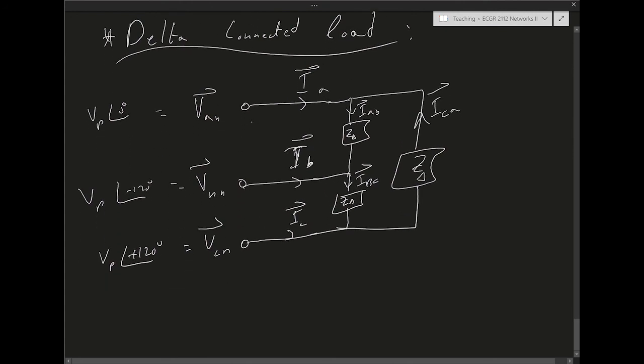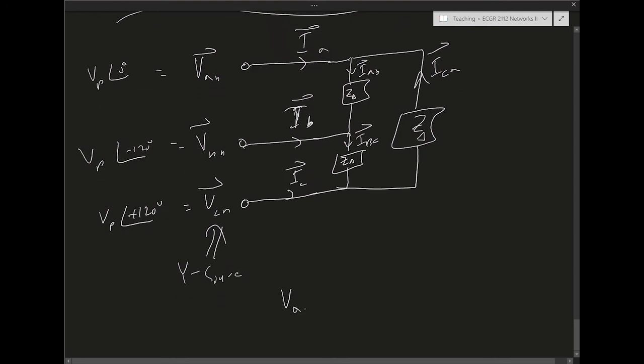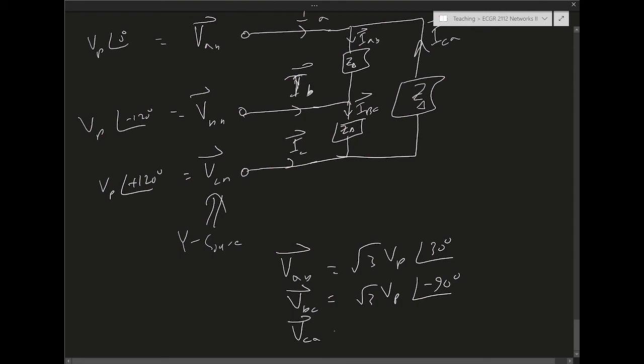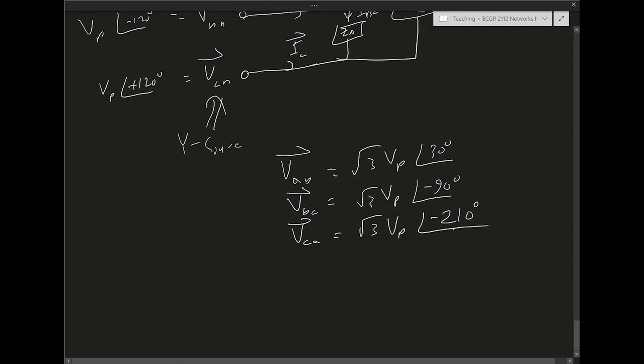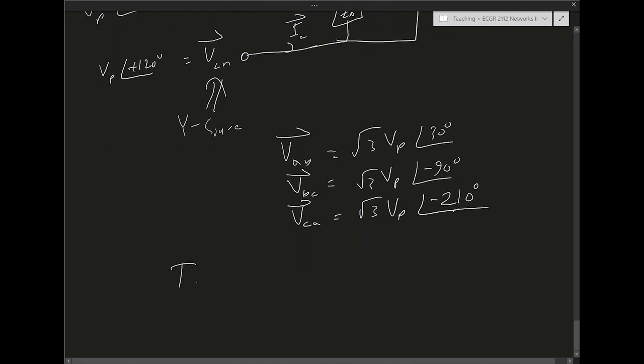Okay, and then we said we can, hey, convert, this is a Y source, we can convert it into a delta source, and that's easy, we already derived that. That's square root of 3 VP, 30 degrees, VBC equals square root of 3 VP. We're repeating ourselves at this point, but just to emphasize. Square root of 3 VP minus 210 degrees, minus 240 plus 30. Right? Now, what is IAB in this case?